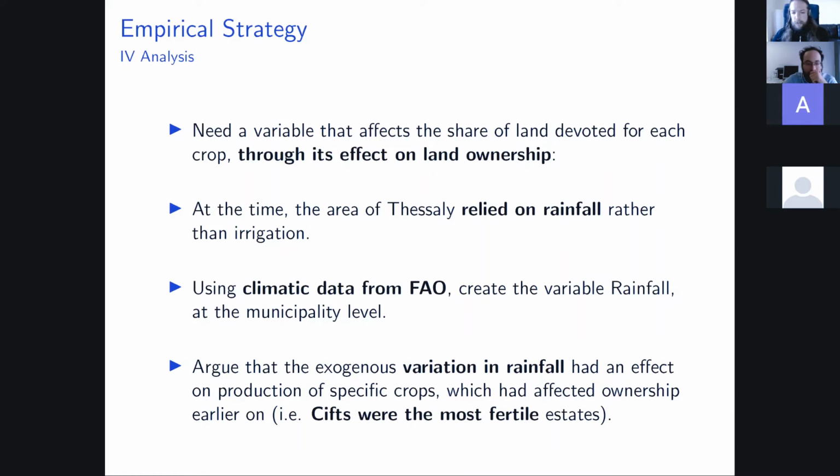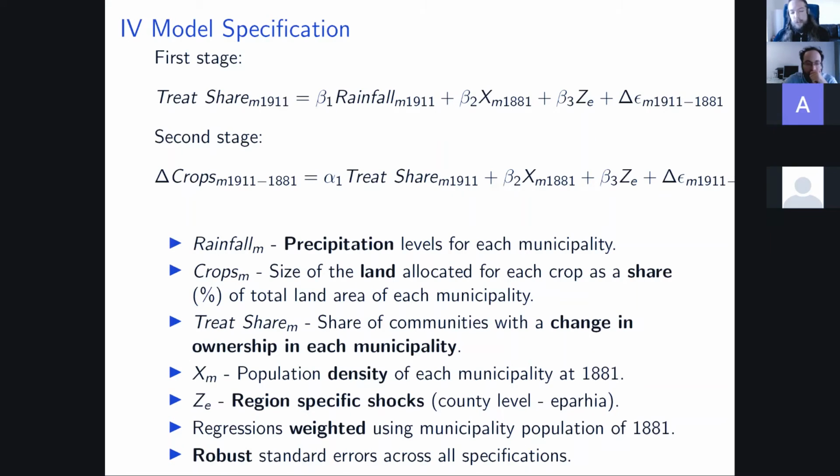And we argue that this exogenous variation will have an effect because more or less you do have the better estates, the most fertile were the seeds. So you expect that in these places where they were giving or had in ownership for the first time, you will see that there was a negative effect. And this is what we actually see. So again, the first stage here includes rainfall on the treatment share, and then the second stage is similar to the one I already showed you.